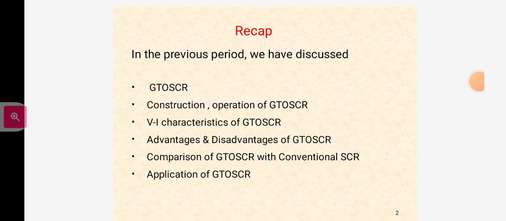For the same rating, the size and weight of a GTO circuit is smaller, and there is less noise due to elimination of the commutation circuit. Disadvantages: higher gate current required due to the multi-cathode structure of GTO, higher values of latching and holding currents, higher gate circuit losses, lower reverse voltage blocking capacity. So these are a few points about the GTO SCR.